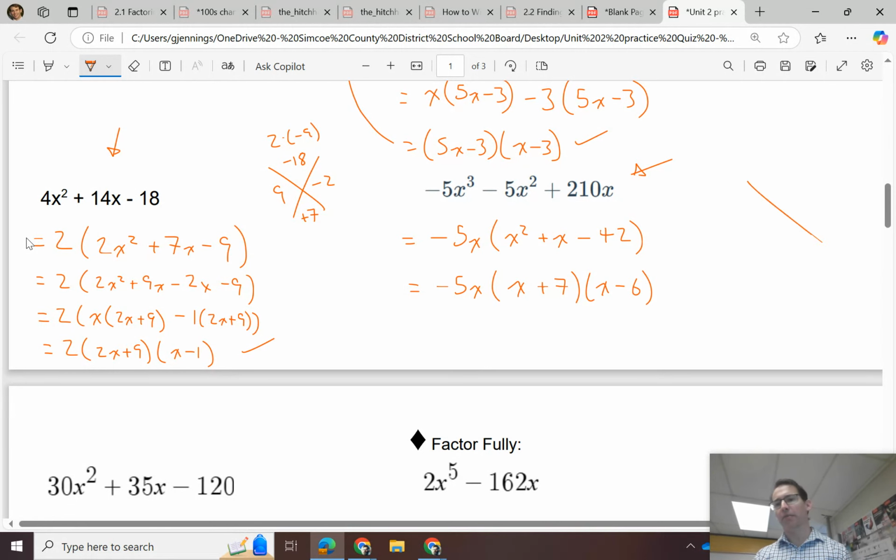How did I know that? I know my 42 times tables, or my ways to multiply to negative 42 and add to 1. This is the number 1 here. Okay, so that's where that 1 came from. And I know that 7 and minus 6 will do that, so that's how they ended up in there.